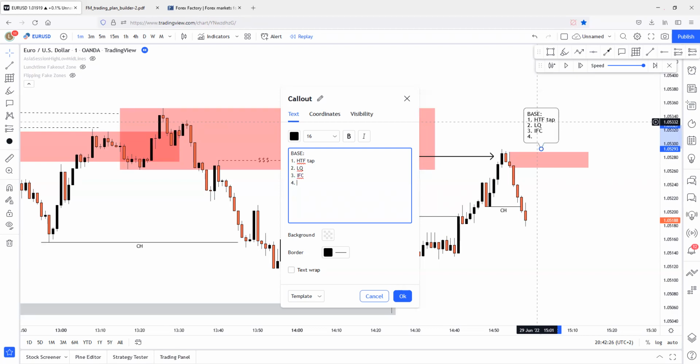Pro trend. Exactly. So we have all 4 base criteria. After the 4 base criteria, we can search for the variable criteria, right? Yes, the variable criteria. The first one is change of character.